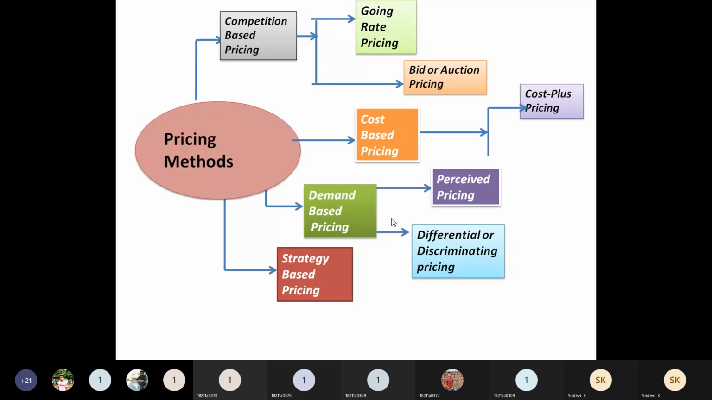One is cost plus pricing. Cost plus means you are going to add a profit to the total expenditure. They are going to add a certain profit and sell the product. Cost plus profit they are going to add, which is called cost plus pricing.